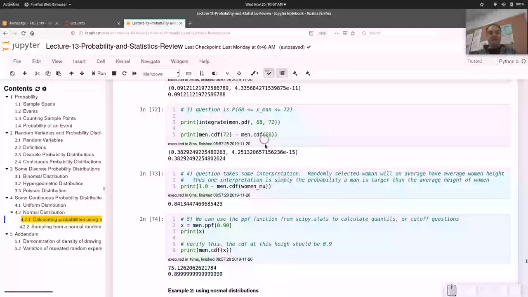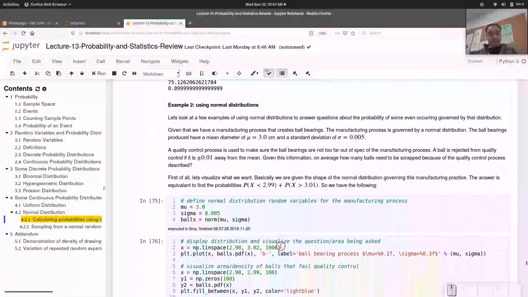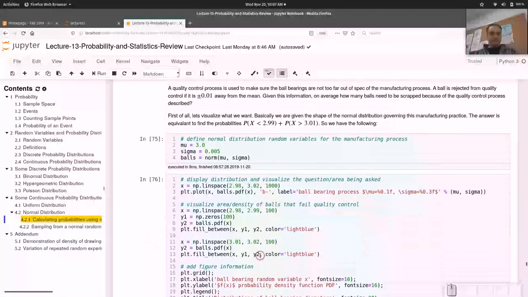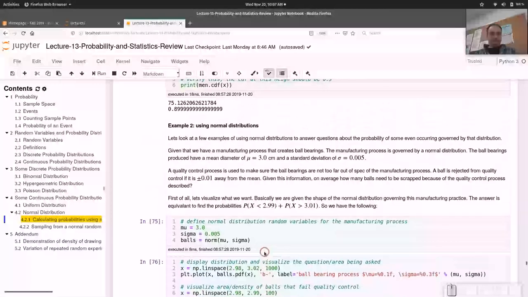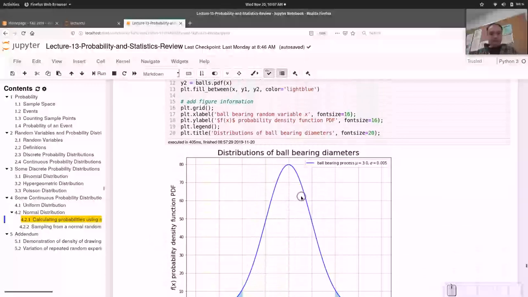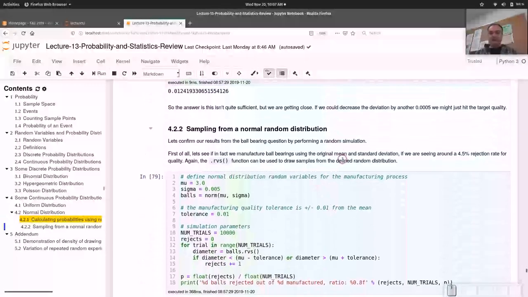And this last one was kind of the same thing that I just did, but a question about what's the probability that a man would be larger than an average woman. Okay, so yeah, I'll leave that last example as something for you to read on your own.